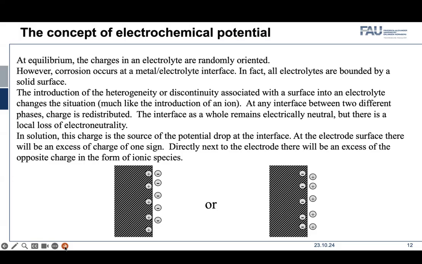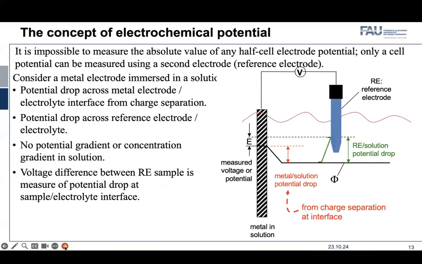There will be an excess of charge on one side, and directly next to it in the electrolyte there will be an excess of opposite charge. If the surface is negatively charged, you will develop a local positive charge very close to the surface. This is not drawn to scale. This is happening at very, very small thicknesses. That is what we call electrochemical potential. Actually, it is a potential drop, but we call it potential.